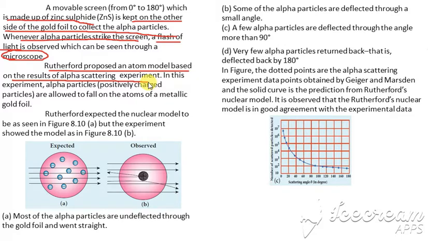According to this model, alpha particles are allowed to fall on the atoms of the metallic gold foil. Then he expected the nuclear model to be as this.